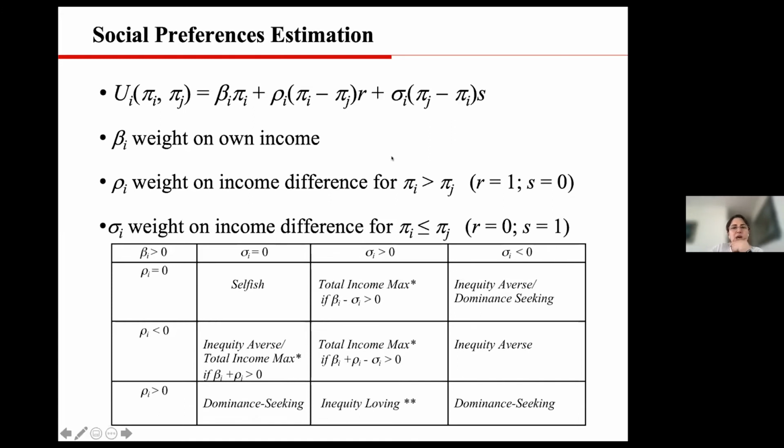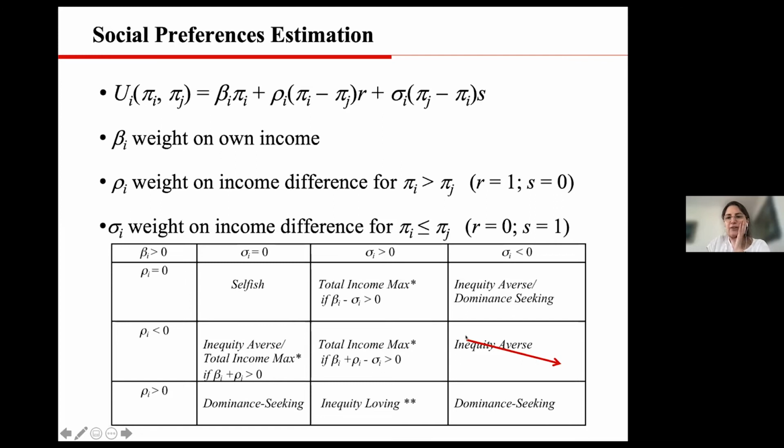Okay. So the finding is that for both when j is in the group versus j is not in the group, I'm sorry, I should have said that when these utility function parameters are estimated, you can look at the sign of these utility function parameters, and that will tell us whether somebody is inequity averse. So if beta is positive, we assume people like their own income. But if rho is negative and sigma is negative, it means that somebody does not like inequality, right? So they're inequality averse.